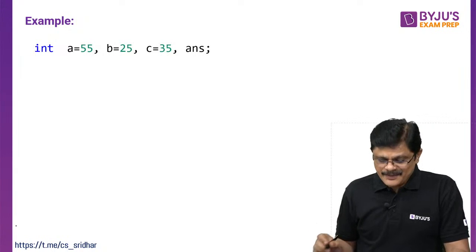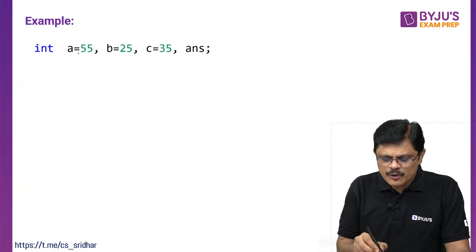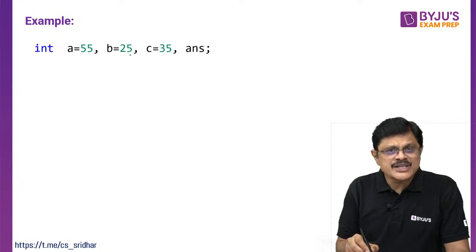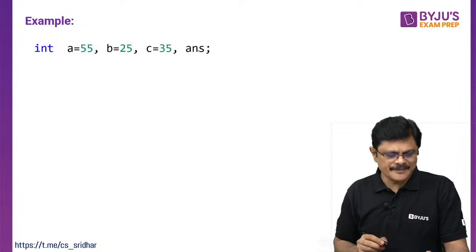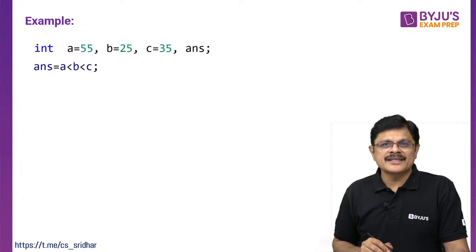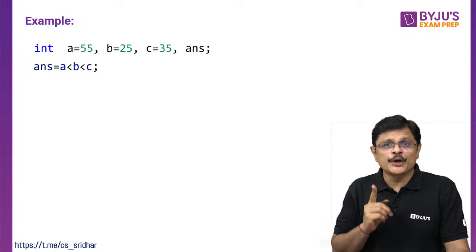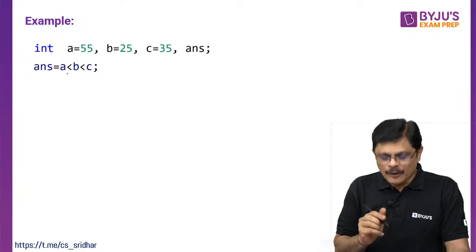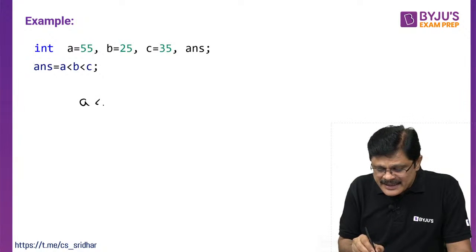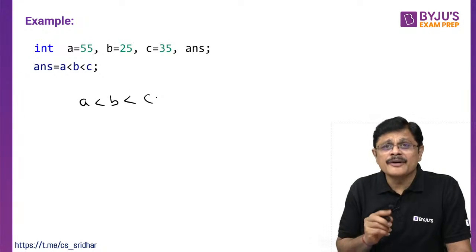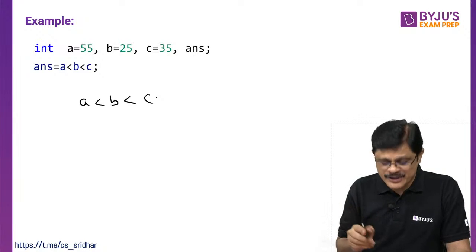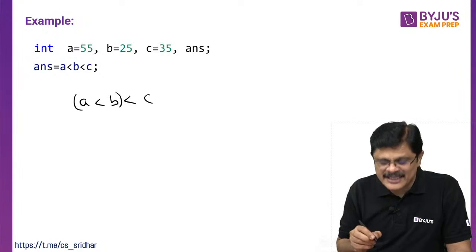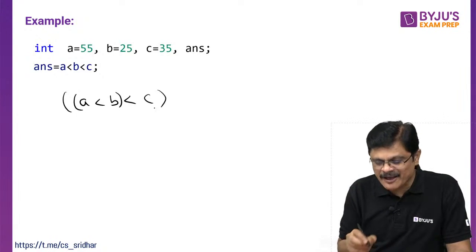Now look at this. Consider this simple example. Suppose A is 55, B is 25 and C is 35, and answer. Let us see this problem. Answer is equal to A less than B less than C. See, my dear friend, one important point to be noted: it is not going to check which one is smaller of the 3. Because with A less than B less than C, less than is left to right associative, so the expression is evaluated like this.